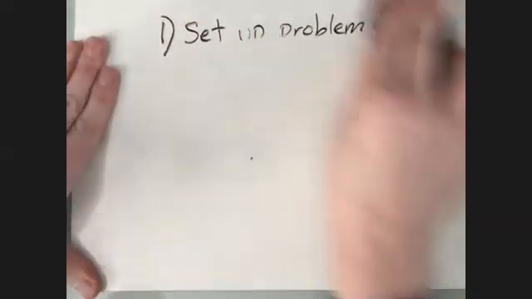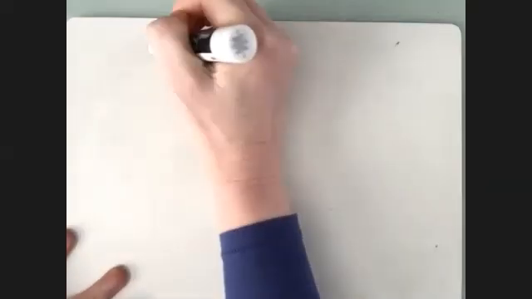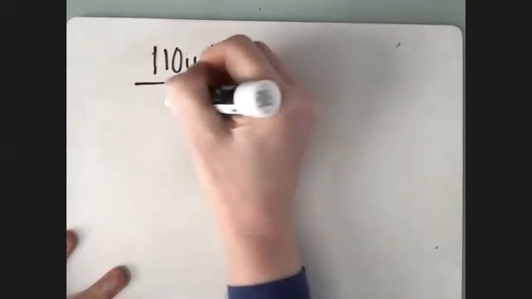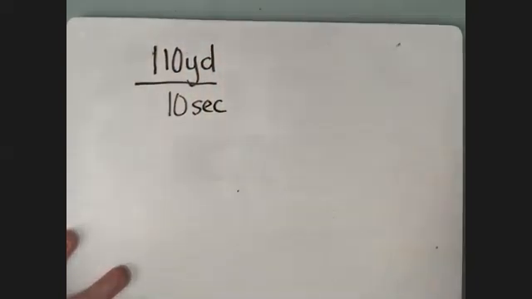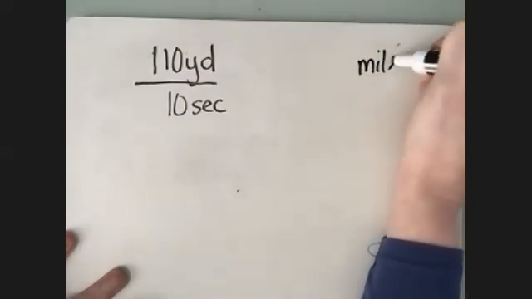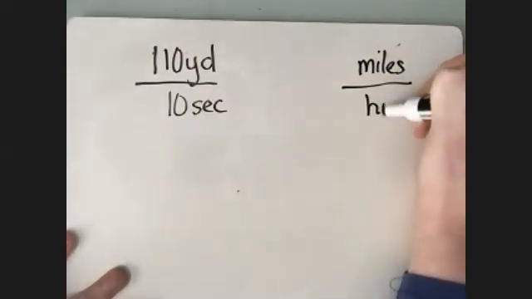So for example, if I gave you some sample problems. So if I were to say that the car was able to drive 110 yards in 10 seconds, what is the distance in miles per hour? So what you would have to do is write down what I gave you. So 110 yards per 10 seconds. And then what I said you needed to do was convert it to miles per hour.